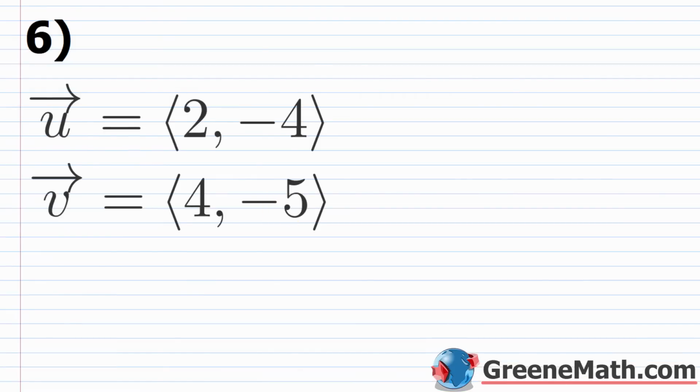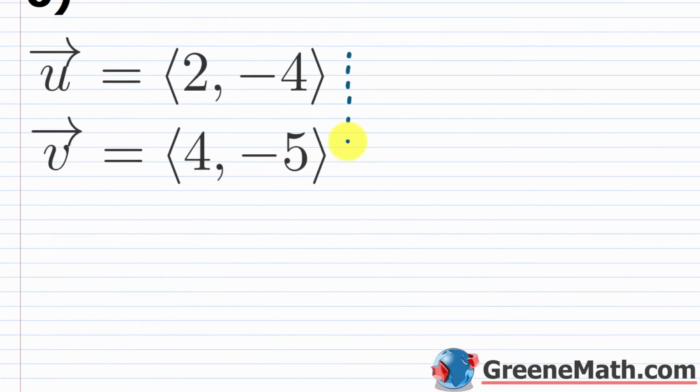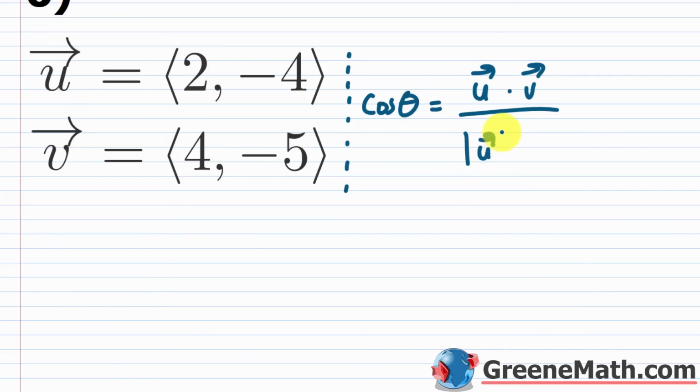So remember our little formula here. It's not that tough to remember. Maybe you have to write it down a few times. The cosine of theta is equal to the dot product of these two vectors, u dot v, over the magnitude of your vector u times the magnitude of your vector v.